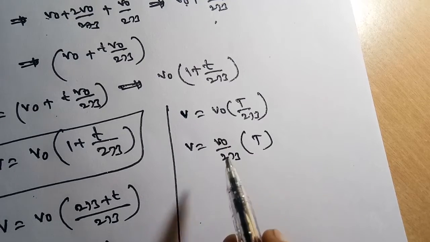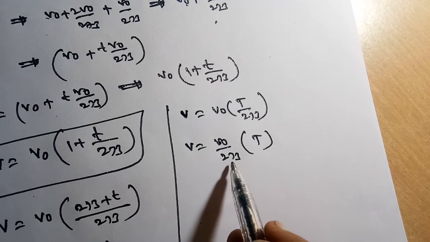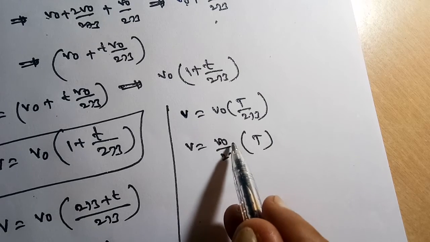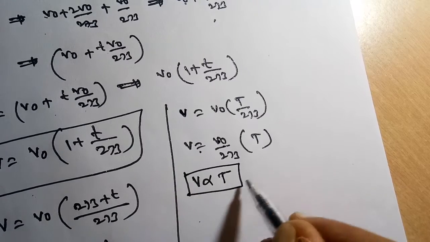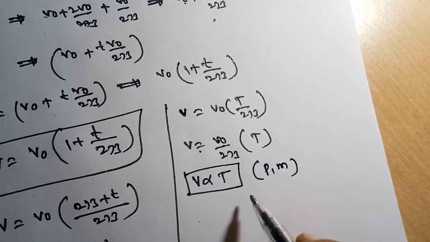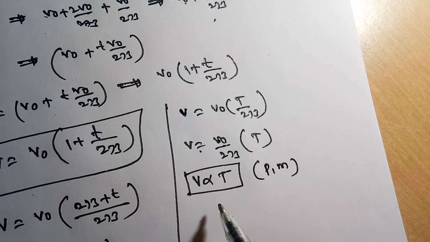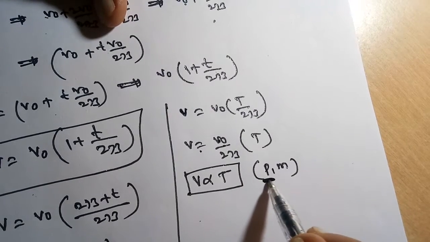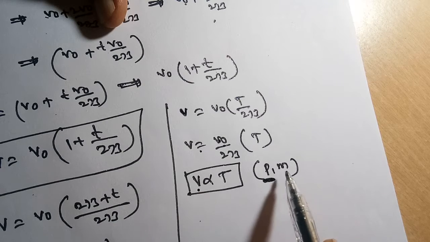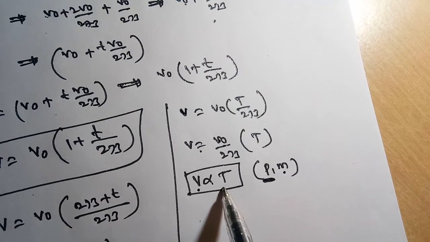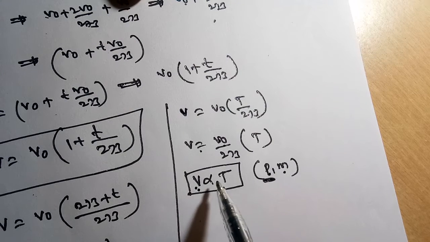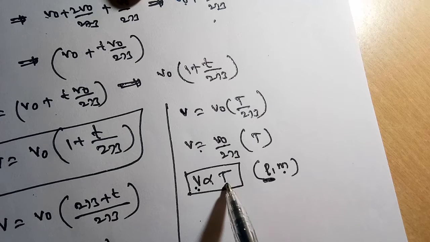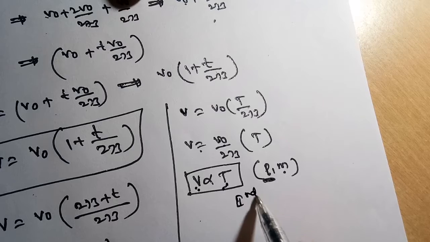V0 is a constant value, 273 is also a constant value, so V0 by 273 is a total constant. If I remove the constant, I can put the proportionality symbol. V is proportional to T at constant P, M. So now we can define: at constant pressure, the volume of a given mass of gas is directly proportional to absolute temperature. This is called Charles law, the second definition.